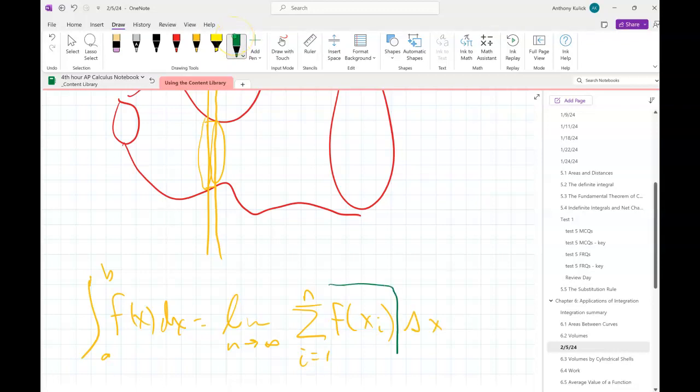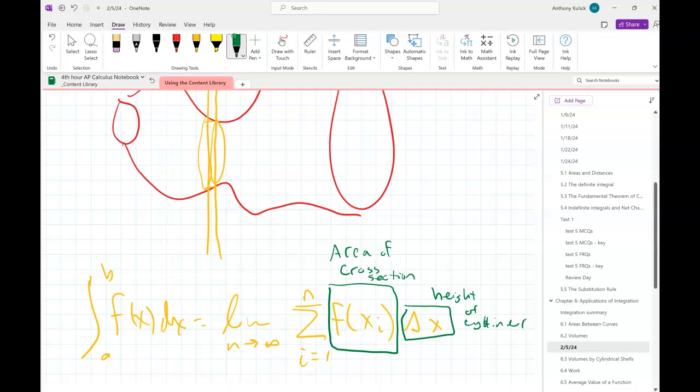Where this f of x, in our case, is going to be the area of the cross section from our figure. The delta x is going to be the height of our cylinder.